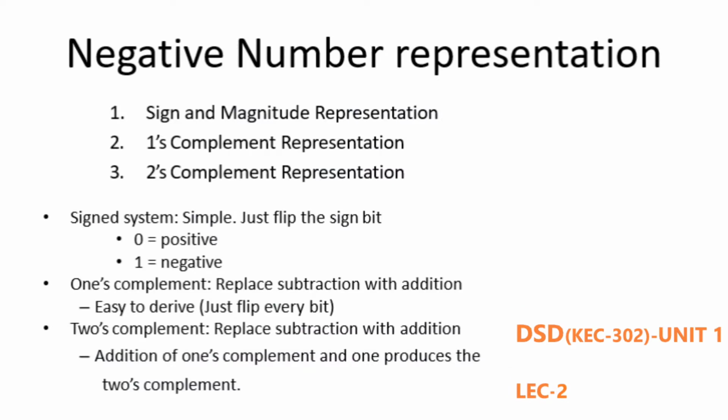Now coming to the representation of negative numbers, it can be represented in three forms: sign magnitude representation, ones complement representation, and twos complement representation. The sign system is a pretty simple one. We just add an additional bit that signifies whether my number is positive or negative. Similarly, ones complement has the advantage that I can replace subtraction with addition, and it can be derived simply by replacing 1 by 0 and 0 by 1. Similarly, 2's complement has the advantage of replacing subtraction by addition, and it is obtained by adding 1 to the 1's complement. So let's check this next.